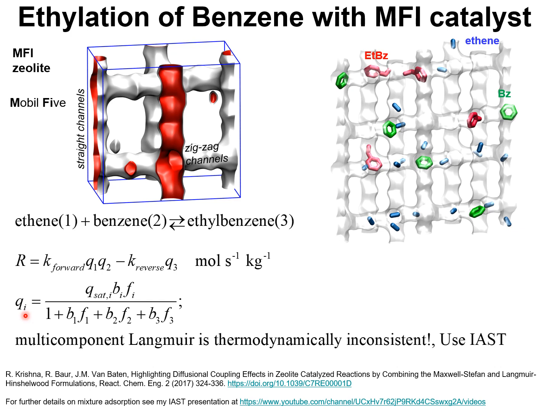One way to do this is to write a generalization of the multi-component Langmuir model for mixture adsorption, in which the molar loadings are written as being proportional to the saturation capacity of that component times an adsorption rate constant B sub i times the partial fugacity in the bulk fluid phase divided by this term, which is 1 plus B1F1 plus B2F2 plus B3F3, where B1, B2, and B3 are the Langmuir constants that are derived from the unary isotherms.